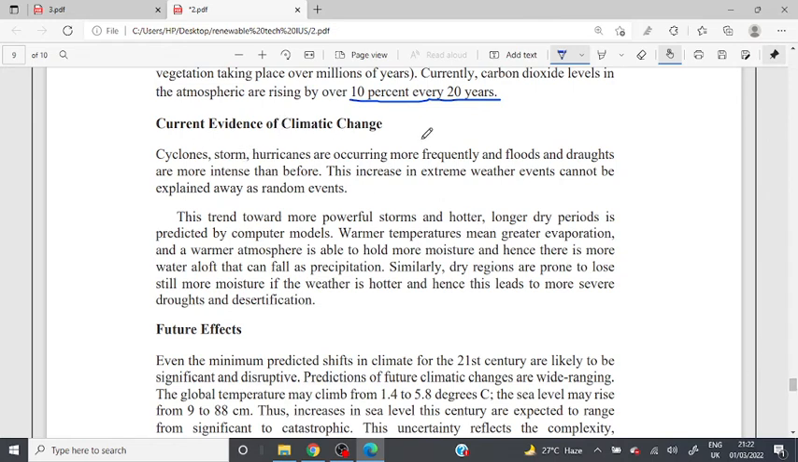Current evidence of climate change is that cyclones, storms, and hurricanes are occurring more frequently, and the floods and droughts are more intense than before. Like I said, the winters are getting a lot colder, and summers are getting a lot hotter. This increase in extreme weather events cannot be explained away as random events.